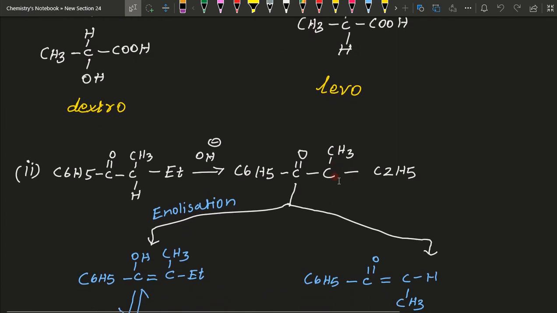Another example, C6H5, this is the phenyl group. This is the carbonyl group. This is the methyl group. Et means ethyl group. When treating with OH hydroxide ion, it gives C6H5 phenyl, this is carbonyl, C double bond O, again CH3, the methyl group. This is the ethyl group. This Et and ethyl are both the same, please don't be confused. Et is simply the abbreviation for ethyl.